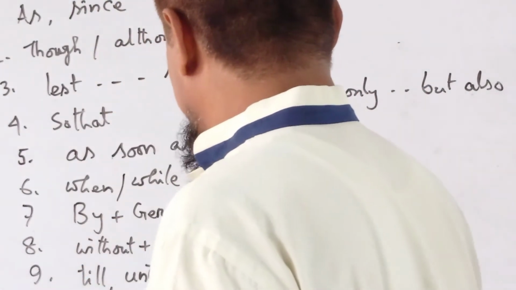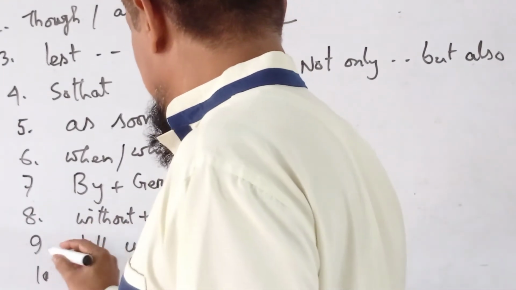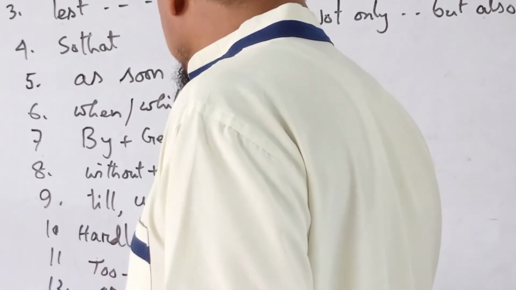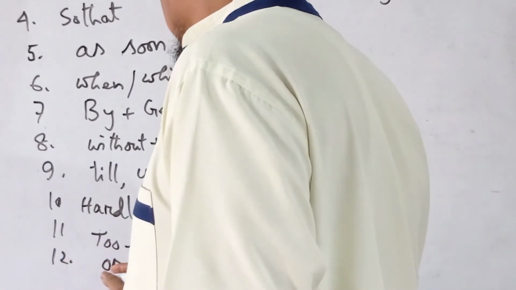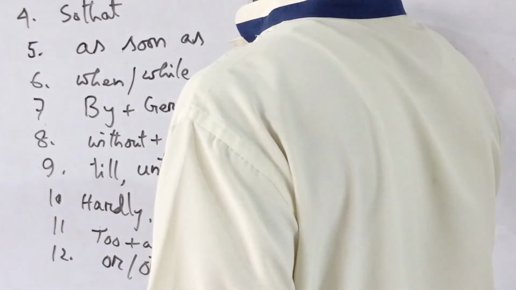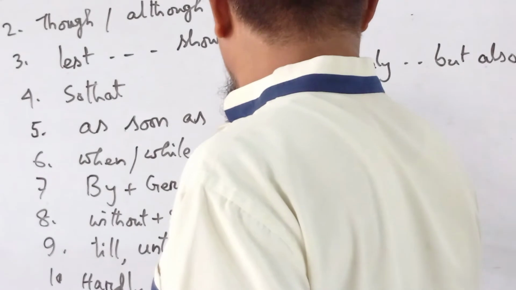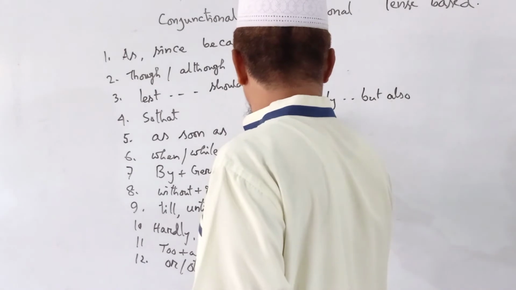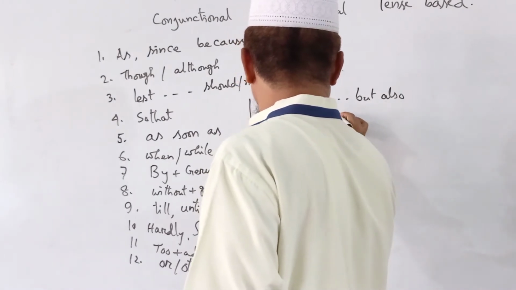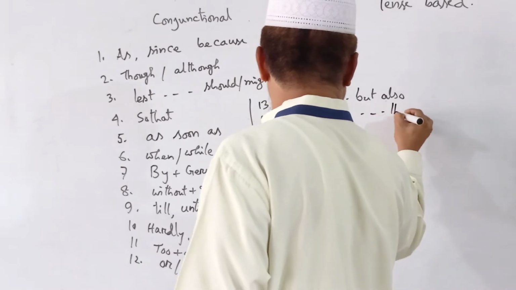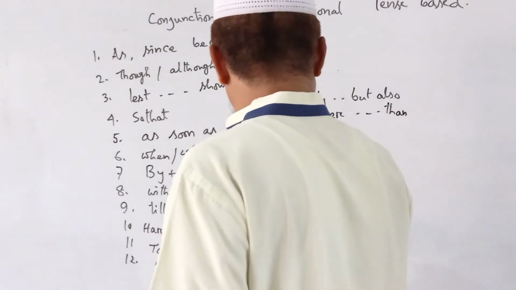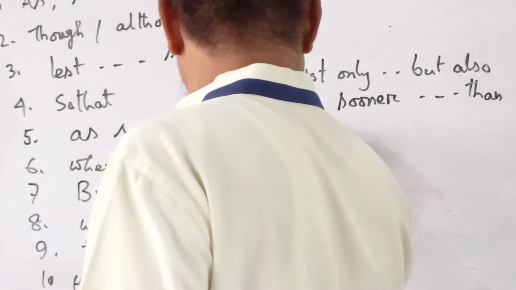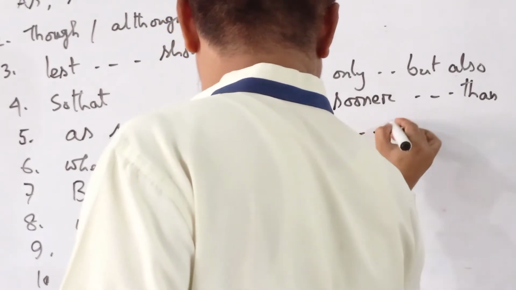Number 7, by plus 0. Number 8, without plus 0. Number 9, till, until, unless. Number 10, hardly, scarcely. Number 11, too plus adjective plus to. Number 12, or otherwise. Number 13, not only but also. Number 14, no sooner, than. Number 15, either or, neither nor.